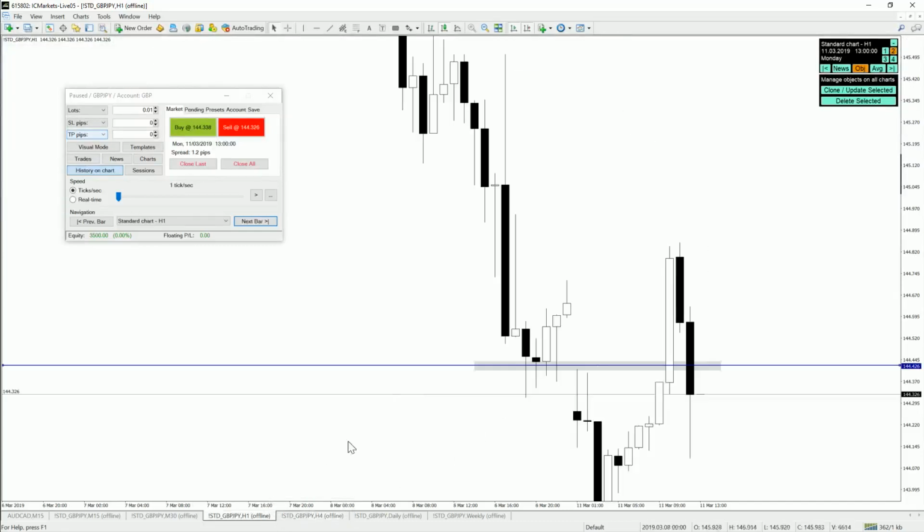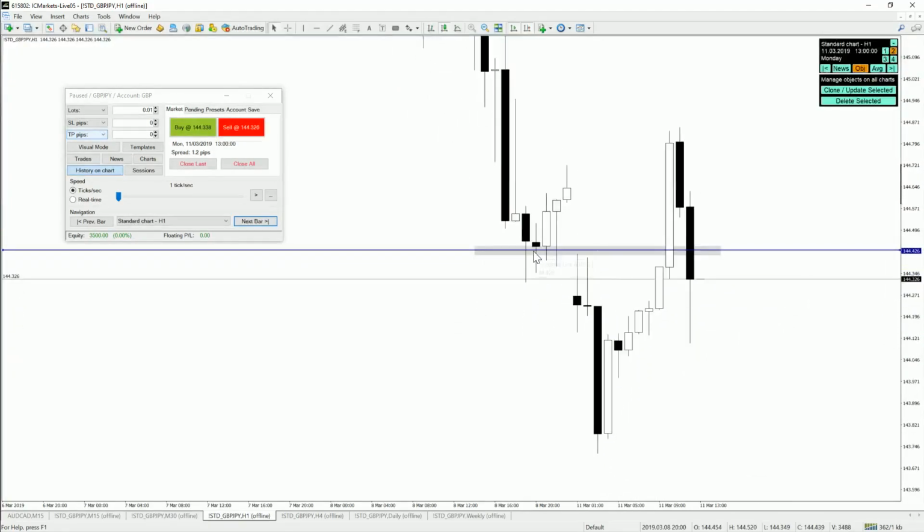Let's take a look at the 1-hour time frame. Looking at the 1-hour, we had, wow, man, this is crazy. We had support. This candle came all the way down and made a big wick over here.